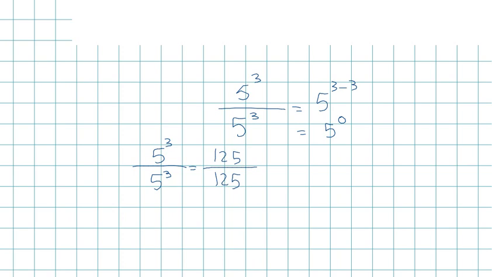Okay. Now, let's go back to the first one. 5 to the power of 3 over 5 to the power of 3 is 5 to the power of 0. And at the same time, 5 to the power of 3 over 5 to the power of 3 is 1. So that means these are the same, right? So 5 to the power of 0 is the same thing as 1. Okay. Anything to the power of 0 is going to be 1.